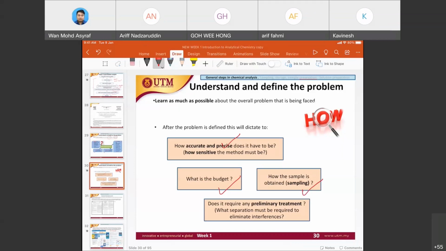Macam saya cakap tadi in terms of seawater, would you just take the top part ke ataupun mid and the bottom part of the sea? It depends on you. Depends on what do you want to measure and what is your analyte. Does it require any preliminary treatment? What separation must be required to eliminate interferences? Up until this point, do you understand on the part of understand and define the problem? Is it clear?